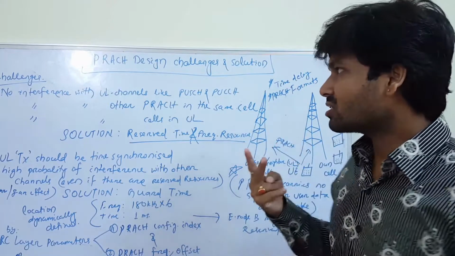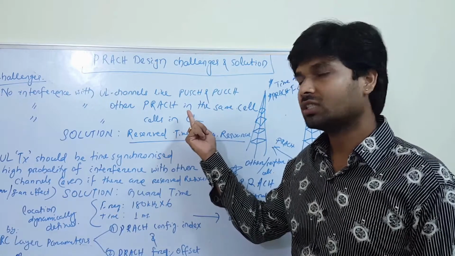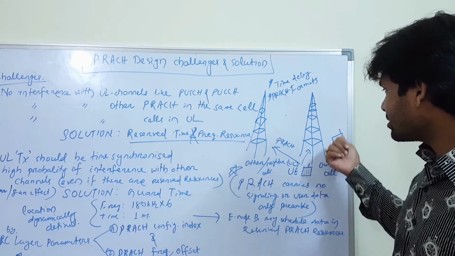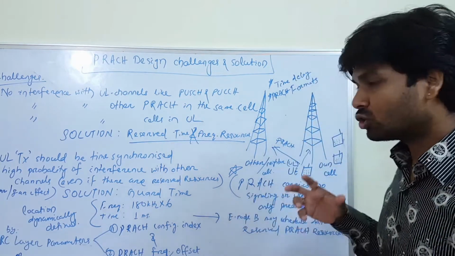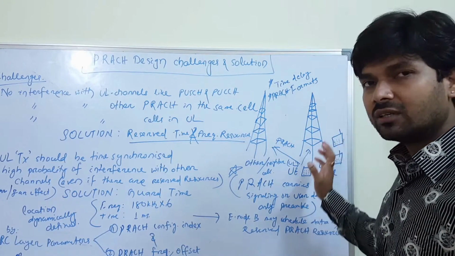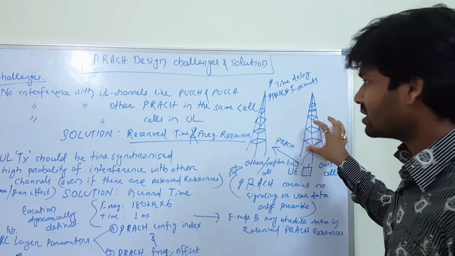Challenge number 2 is no interference with other PRACH in the same cell. Please understand, in the same cell we have multiple mobiles. So we have 64 reserved preambles, orthogonal sequences. So there shouldn't be any interference with the other PRACH also in the same cell. This is the own cell, or the same cell.